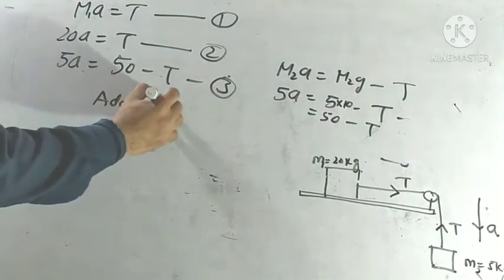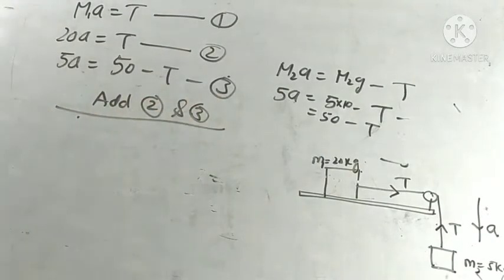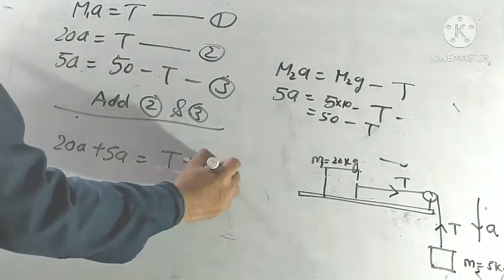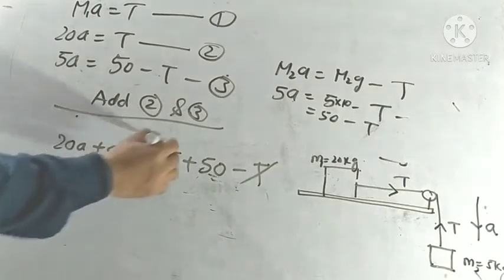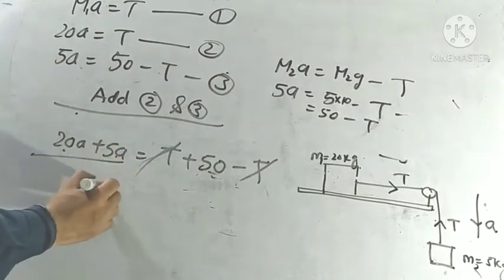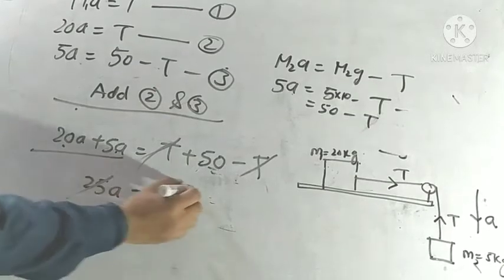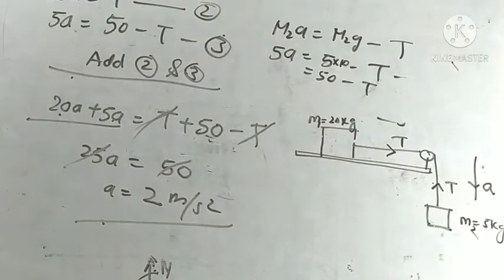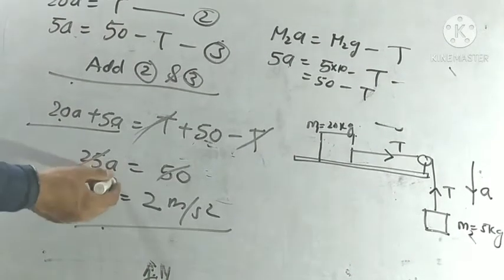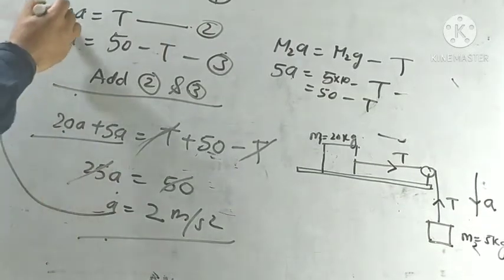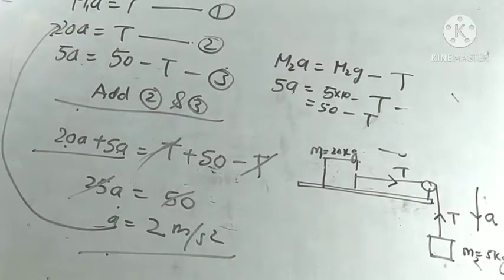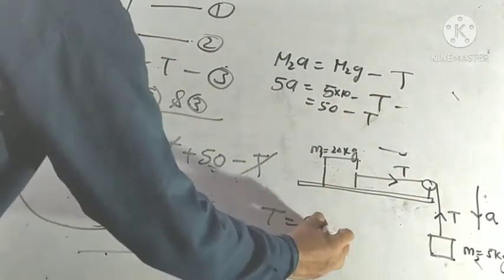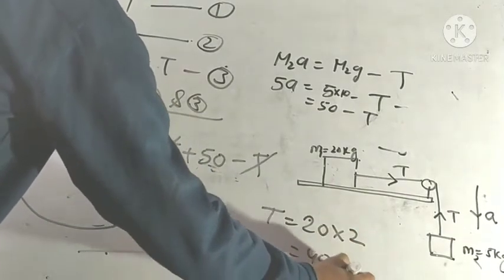Firstly we find the acceleration, so add equation number 2 and 3. Here 20a plus 5a is equal to T plus 50 minus T. T and T cancel each other, and 25a is equal to 50, so finally acceleration is equal to 2 meter per second square. Now we put this value in equation number 2, then we will get the value of T. T is equal to 20 into 2, 40 Newton.